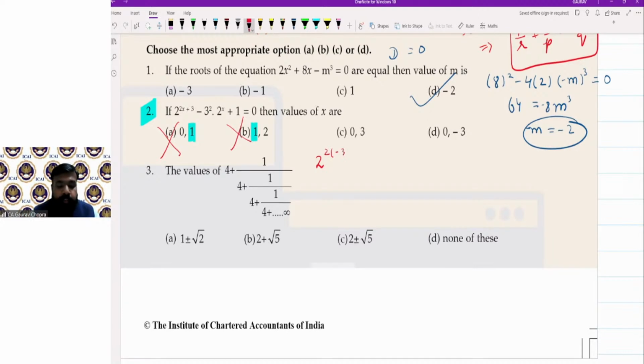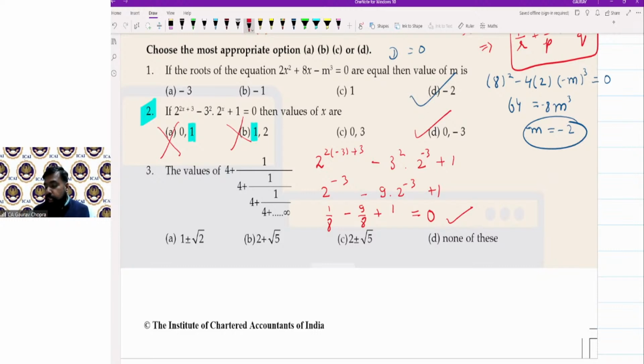So 2 into minus 3 plus 3 minus 3 square into 2 to the power of 3 plus 1. So what we are getting? 2 to the power of minus 3 minus 9 into 2 to the power of minus 3 plus 1. So 2 to the power of minus 3 is 1 by 8 minus 9 by 8 plus 1. Now on adding and subtracting, we are getting 0. That means option D is satisfying the equation. So option D is the right answer.